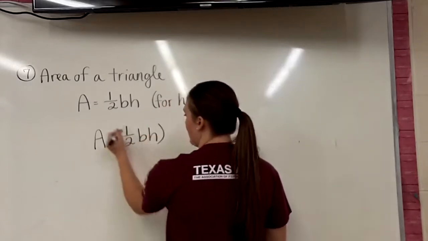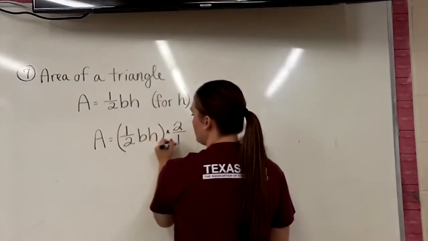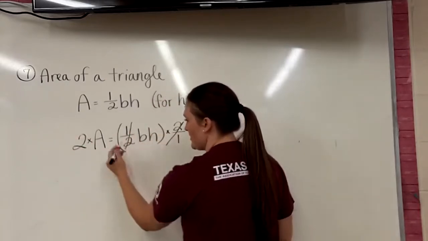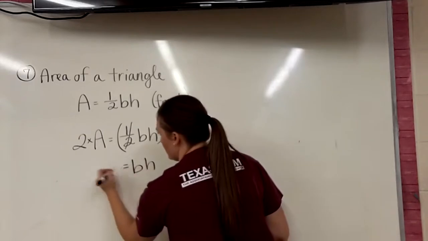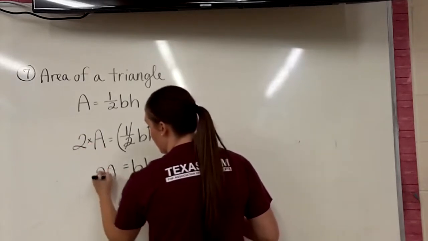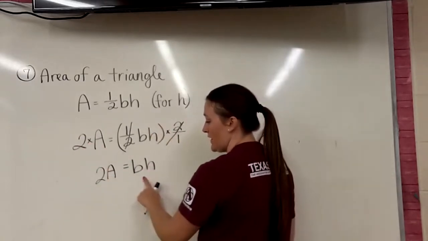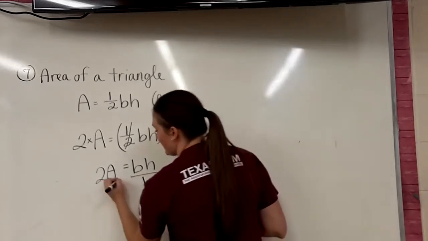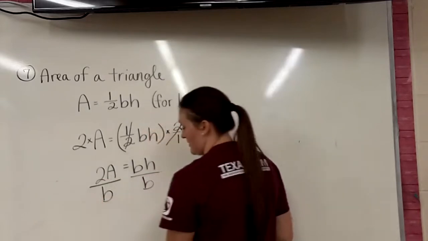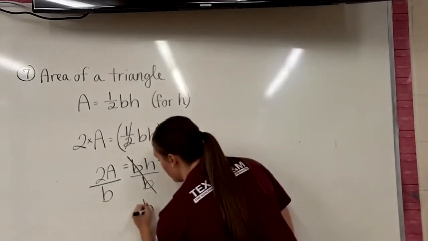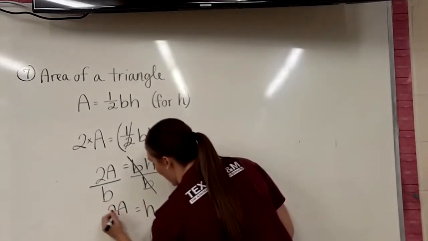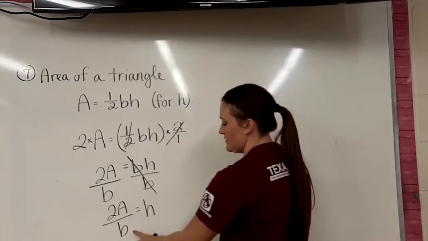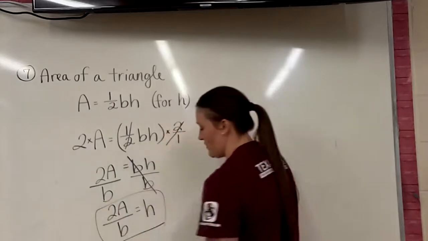I'm going to multiply both sides times 2 over 1, which is basically just 2. When I do that, it cancels that. 2 times A is just 2A. Now I want to get rid of the base. Again, they're being multiplied, so I divide, which means I divide everything on this side by B. So the height would equal 2 times the area divided by the measure of the base.